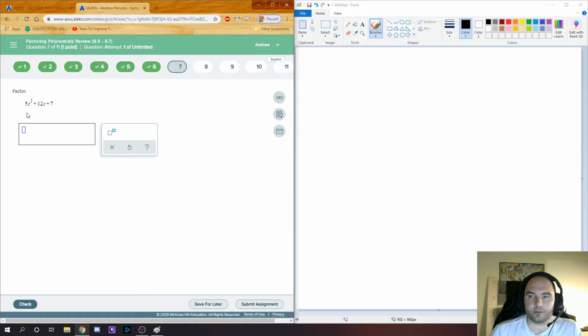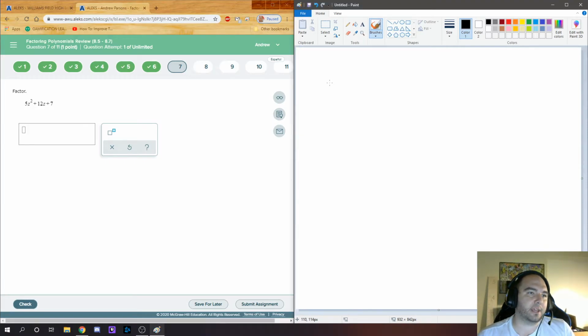Same thing here. There's a 5 out front. Ooh, can I divide all this stuff by 5? Well, no. 12 and 7 are definitely not divisible by 5. So you have to use regular factoring. And boy, howdy, we love that.